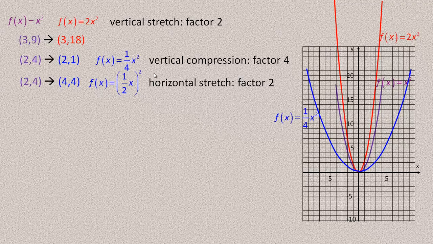Okay, so we're talking vertical here. Here, the half is multiplied by the x before you square it, so it's actually inside the brackets here. So that's why it's a horizontal, well, in this case, stretch. There are horizontal compressions too.